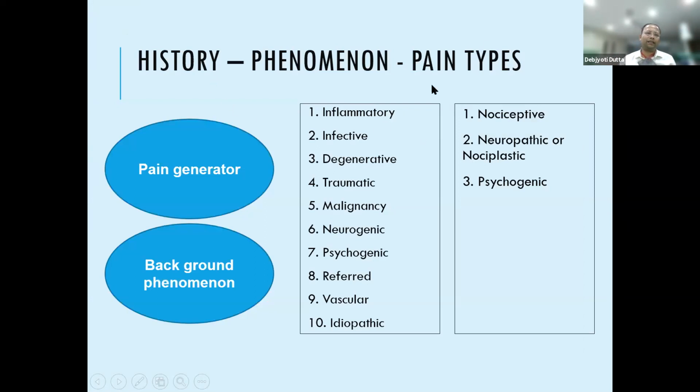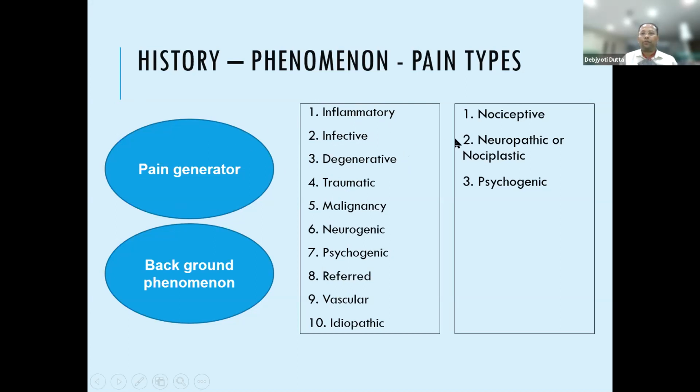So while taking the history, we always want to think about what the pain generator is and what the background phenomenon is. Say a patient with back pain has come, you want to know whether the pain is coming from the SI joint, facet joint, whatever, and then the background phenomenon, why that joint is producing pain. It may be inflammatory, infective, or degenerative. Most of the time, in our case, it is degenerative. But any type of phenomenon can occur, which causes the pain generator to cause pain.